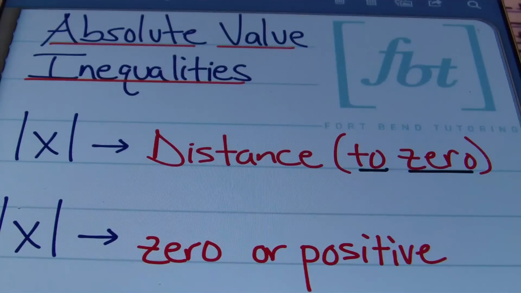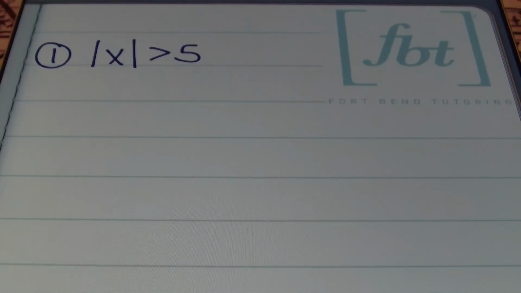And let's go ahead and start on problem number one. In problem number one, we have the absolute value of x is greater than 5. So as I approach this problem, the first thing I want to do is isolate the absolute value. That's right, I want to get that absolute value on one side of the inequality symbol. And currently, it is. So I don't have to worry about that first step.